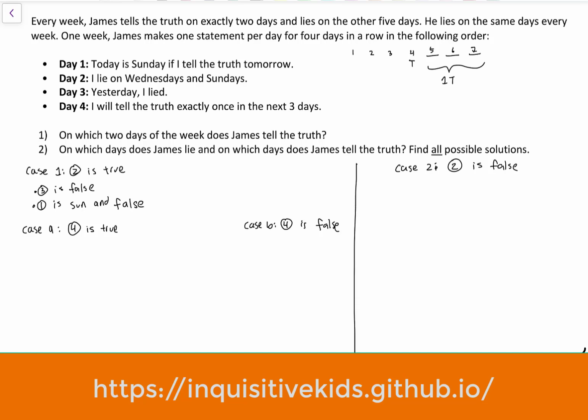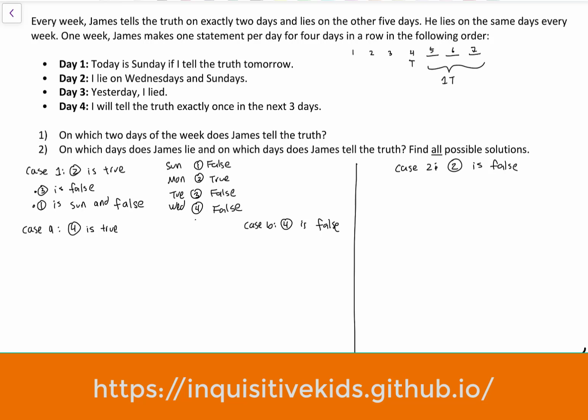Let's draw a line here for clarity. Let's draw what we know for case 1 right now. For all of case 1, we know that day 2 is true. Day 3 is false. Day 1 is false. And day 1 is Sunday. This locks all the other days into place. We have Monday, Tuesday, and Wednesday. So day 4 is a Wednesday. And statement 2 tells us that on Wednesdays, we lie.